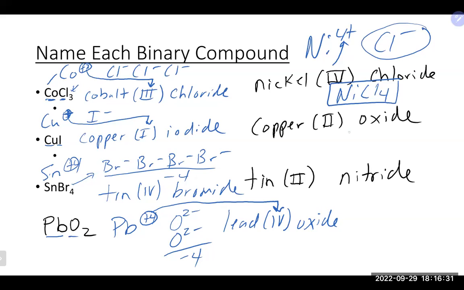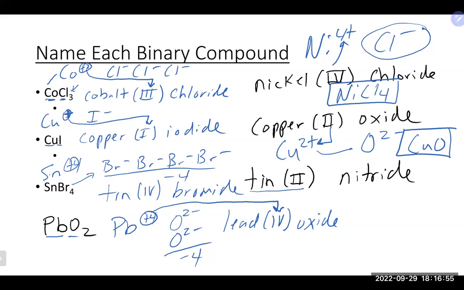Copper Roman numeral 2. Once again, that tells me the charge there on the copper. Our oxygen there is group 6, which has a -2. In this case, we just need one of each of those to balance out the charge, giving us CuO in this case. By the way, not Cu2O2. And lastly, here we end up with tin Roman numeral 2.